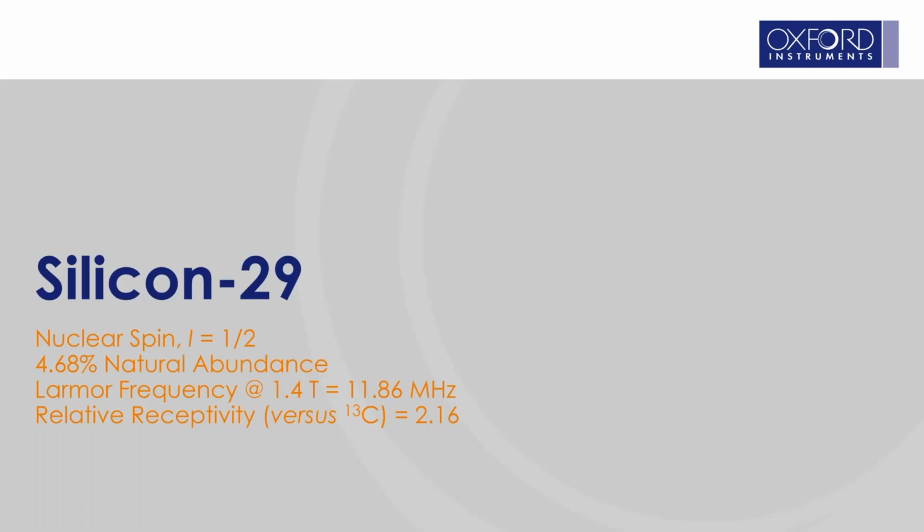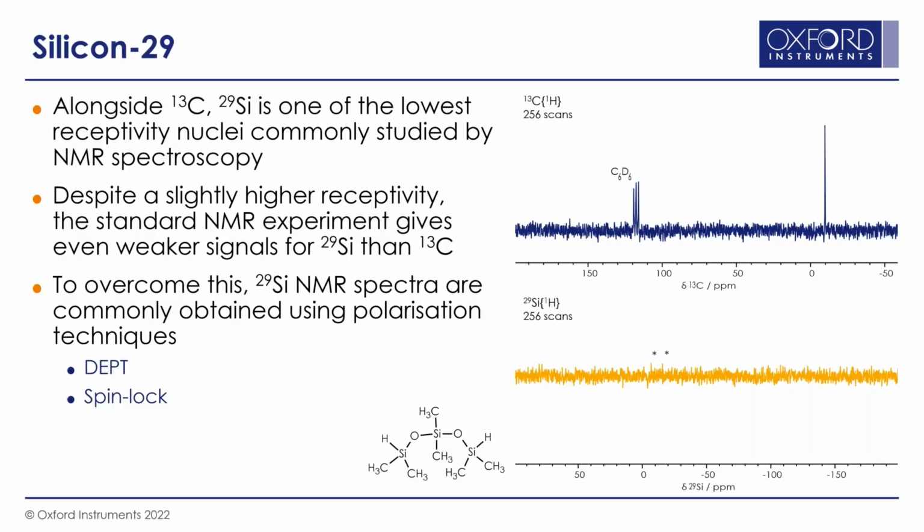Similar to carbon, silicon has a low abundance and receptivity, and so benefits from many of the same NMR techniques as developed for carbon. Silicon-containing compounds in the form of polysiloxanes or silicones are used for a huge variety of applications, including as adhesives, lubricants, and sealants, along with uses in medicine and in the home. Both the monomers and polymers can be readily characterized by silicon-29 NMR spectroscopy.